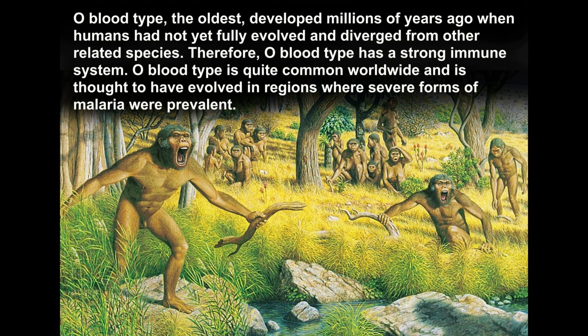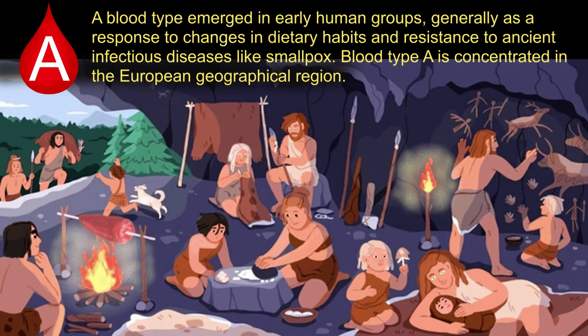were prevalent. A blood type emerged in early human groups, generally as a response to changes in dietary habits and resistance to ancient infectious diseases like smallpox. Blood type A is concentrated in the European geographical region.